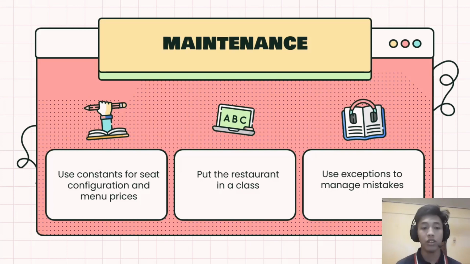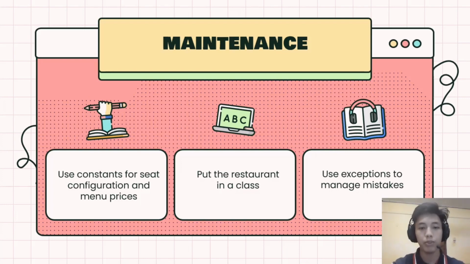The first of all, we should use constants for seat configuration and menu prices. This is so that instead of coding the menu and seat configuration into the code, we define them as constants so they can be changed quickly if necessary.